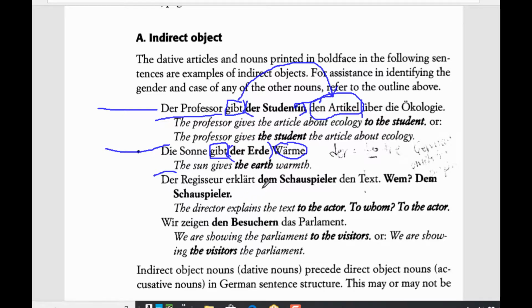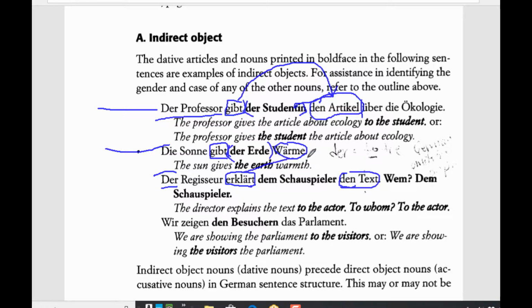Okay, so where's your verb? Erklärt. Now let's take a look at these definite articles. Why is this der? Because it is a masculine nominative noun. Good. It's a noun, it's a nominative, and it happens to be masculine. Why is this den here? The den is because it is an accusative. Good. Masculine noun. Good. So lots of things to think about.